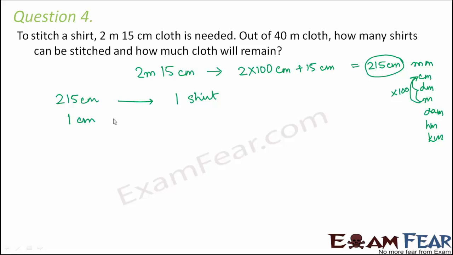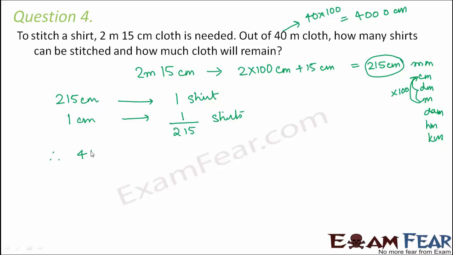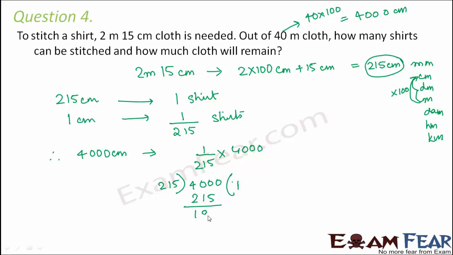So in 1 centimeter, you will be able to stitch 1 by 215 shirts. And therefore in 40 meters of cloth. Now 40 meters means how many centimeters? That will again be 40 into 100 centimeters, that is 4,000 centimeters. So therefore in 4000 centimeters you will be able to stitch 1 by 215 into 4000 shirts. So now you divide 4000 by 215. So this would give you 1. The remainder would be 185.